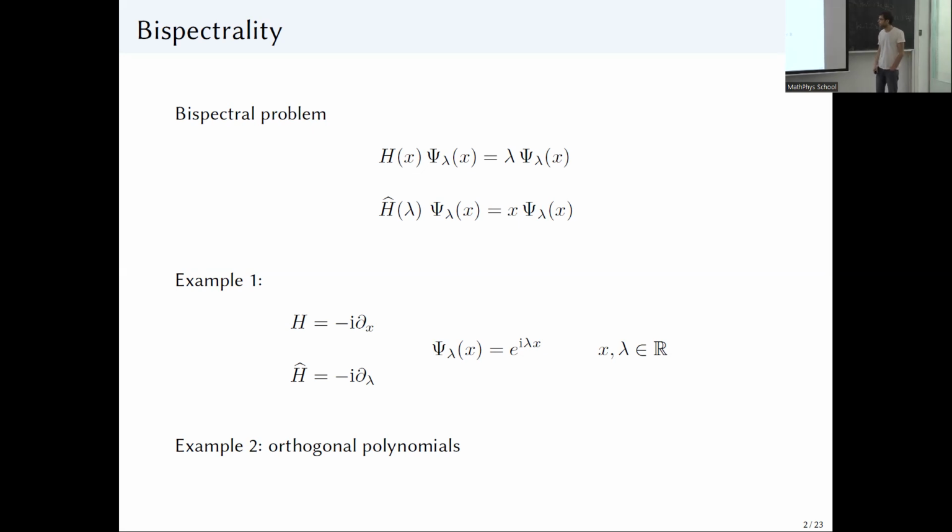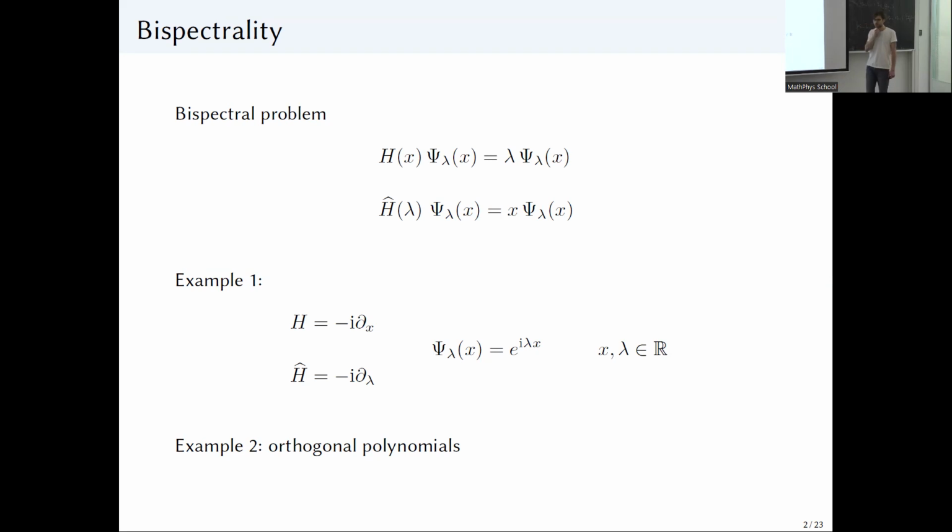Usually in quantum mechanics, we have only the first line of the system. We want to diagonalize some operator, which often is the Hamiltonian of the system, and this operator acts in some representation. Here it acts on the coordinates x, and its eigenvalue is labeled just by lambda. Of course, it can be any function of lambda. This is just a simple parameterization.